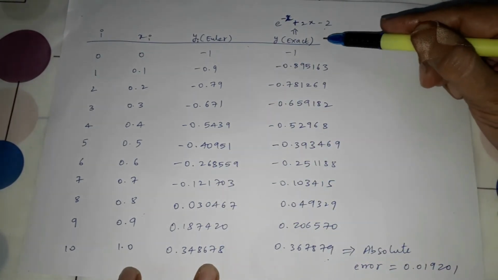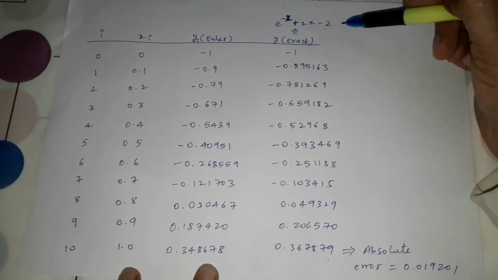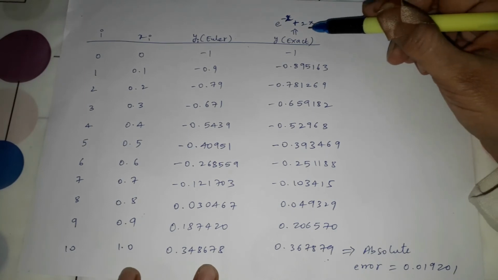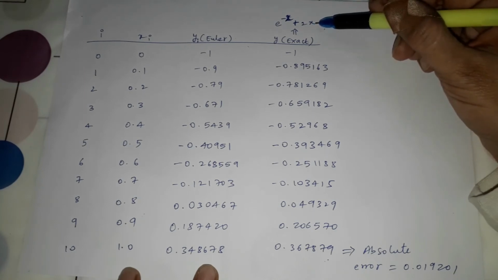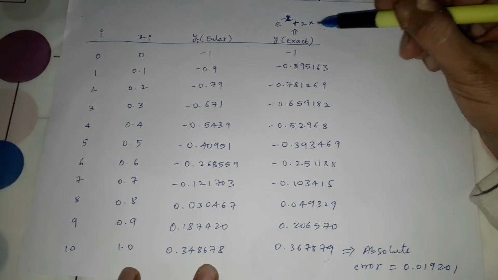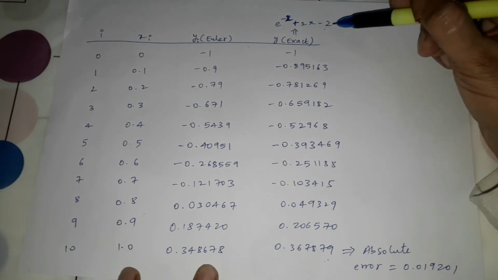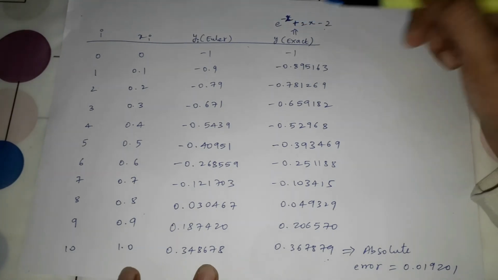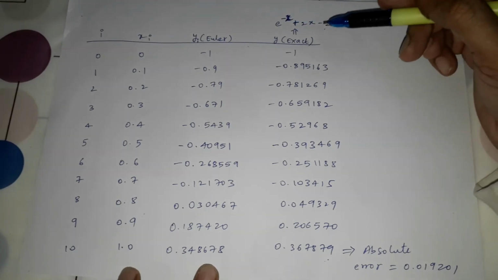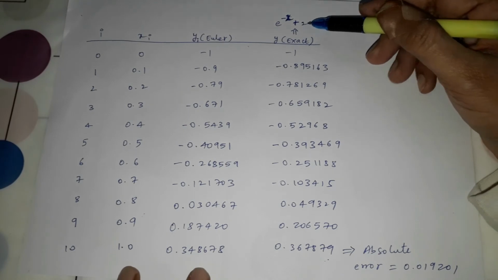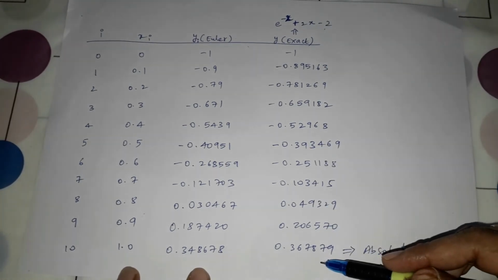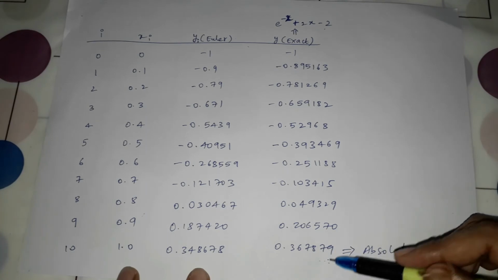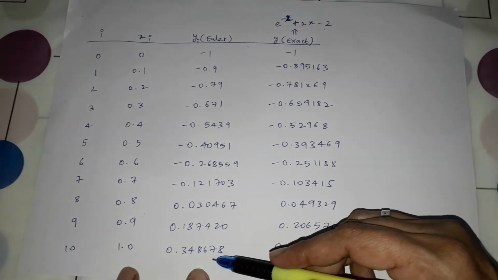Whereas the exact solution is e power minus x plus 2x minus 2. So substitute x is equal to 1. When you substitute x is equal to 1, 2 times 1 is 2 and you have negative 2, so it will get cancelled. You get e power minus 1, that is 1 over e, the reciprocal of e. Okay, so when you do that, you will get the exact solution as 0.367879, but Euler's is 0.348678.